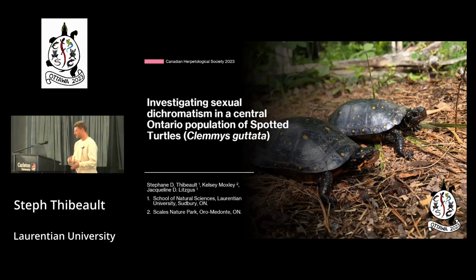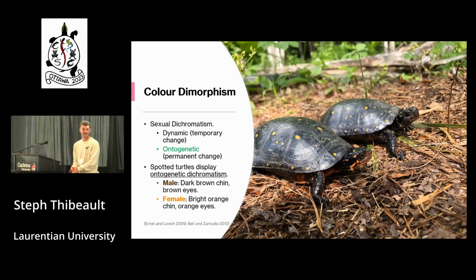So these are spotted turtles, and they exhibit a pretty interesting biological phenomenon called sexual dichromatism, also known as sexual color dimorphism. This is when both sexes of the same species have very different colors. And spotted turtles actually exhibit something called ontogenetic dichromatism, and this is usually a permanent change in color at some point in their lives, usually associated with sexual maturity. From what you can see in the picture, the male on the right bears a dark brown chin and brown to black eyes, while females bear bright orange chins and orange eyes.